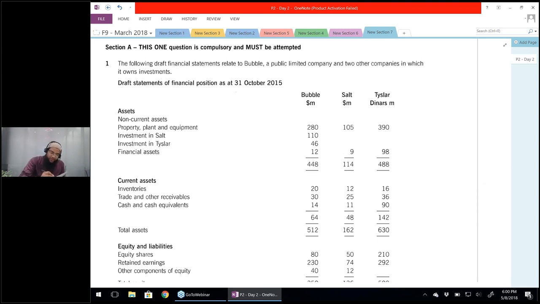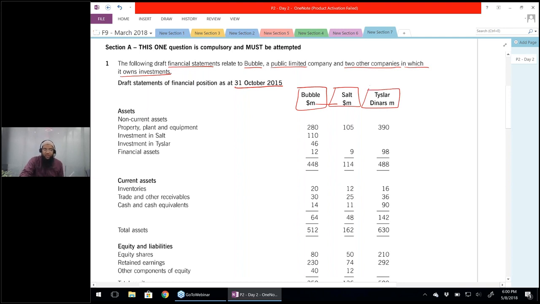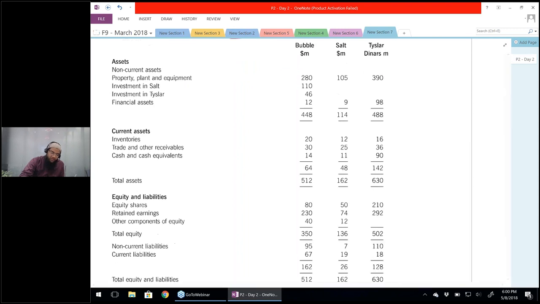This is a question relating to the December 2015 attempt. The question says that the following draft financial statements relate to Bubble, a public limited company, and two other companies in which it owns investments. So Bubble is the parent company, Salt is the local subsidiary because the currency is the same, and let's call this T. T is the foreign subsidiary having currency of dinars. The question is given as a balance sheet: property, plant, equipment, investment in Salt, investment in T.